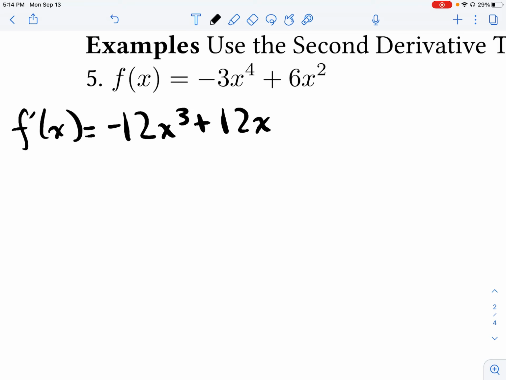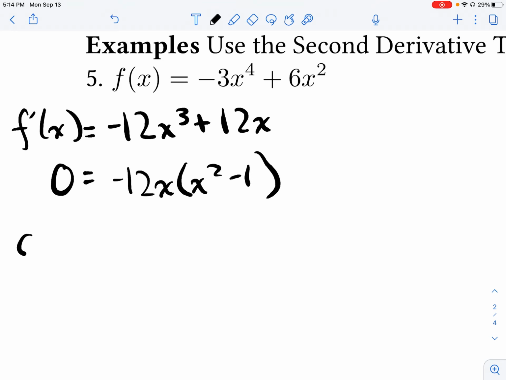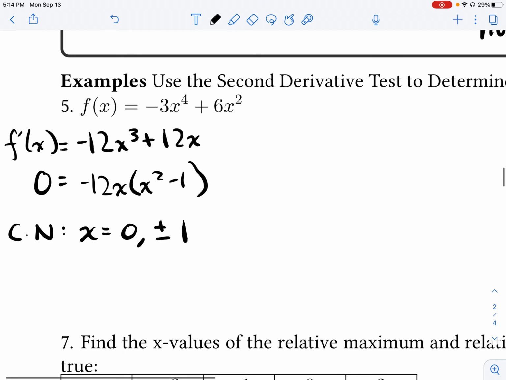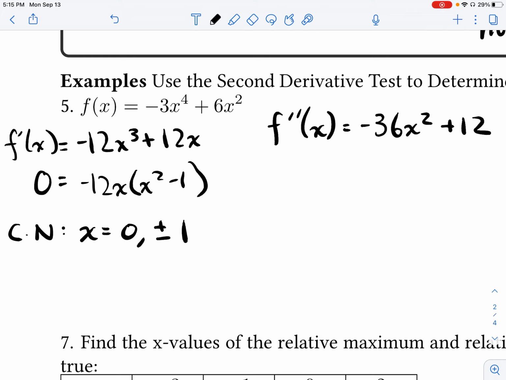So I'm going to set my first derivative equal to 0. So this is going to be negative 12x times x squared minus 1. So my critical numbers: x is equal to 0, and positive and negative 1. And because this was a polynomial function, there's no place where my first derivative would be undefined, so I don't have to worry about that. Now, what about my second derivative? So f double prime of x now is equal to negative 36x squared plus 12. So now I am going to evaluate my second derivative at each one of my critical values.